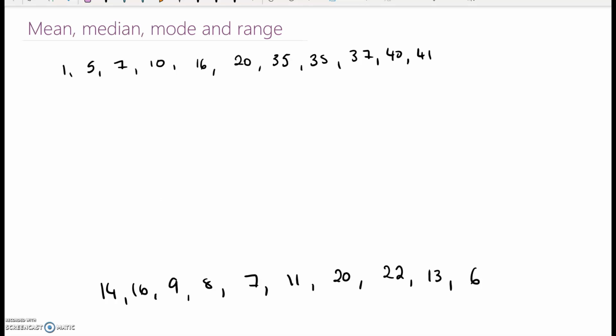So we've got two sets of numbers here, and we're going to go through and calculate the mean, median, mode, and range for all of these. Okay, so we're going to start off with the mean for the first one. So find the mean.